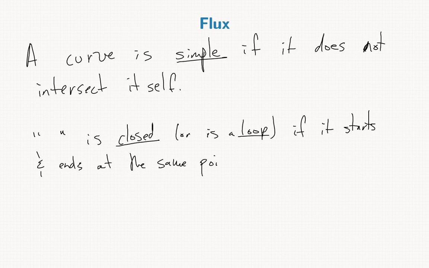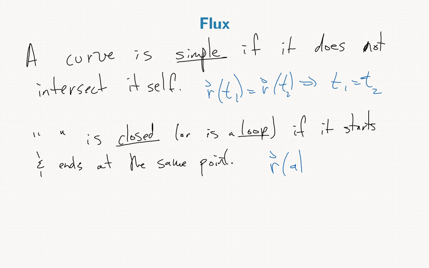So symbolically, this is saying R, it's simple if R of T1 equals R of T2 implies T1 equals T2, and it's closed if R of A is R of B. Again, C is a curve parameterized by this. We've stated the definition in terms of this R, but different parameterizations will give the same concept.